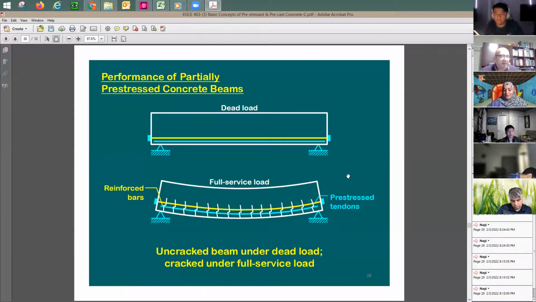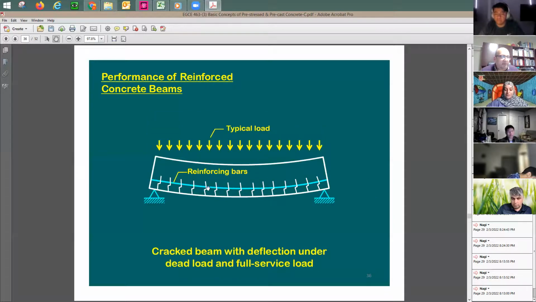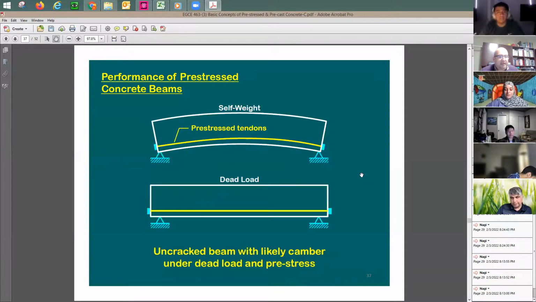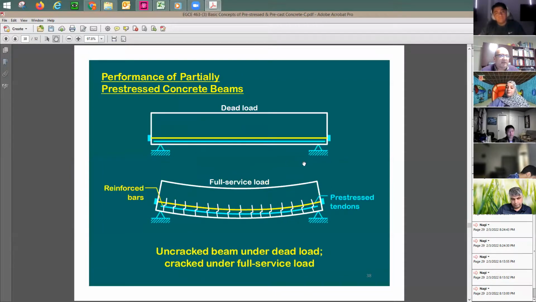So in these beams, we actually put conventional reinforcing, like this light blue, and then we also put cables at the same time. We put the tendons and also the conventional rebars. So at the beginning, when we add the dead load, what's going to happen? The beam is going to be straight. And then after you put the service loads, you're going to see some cracks.